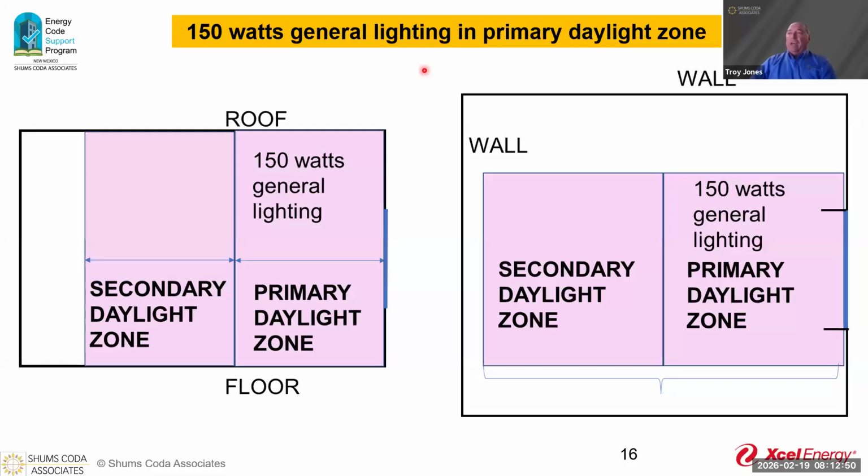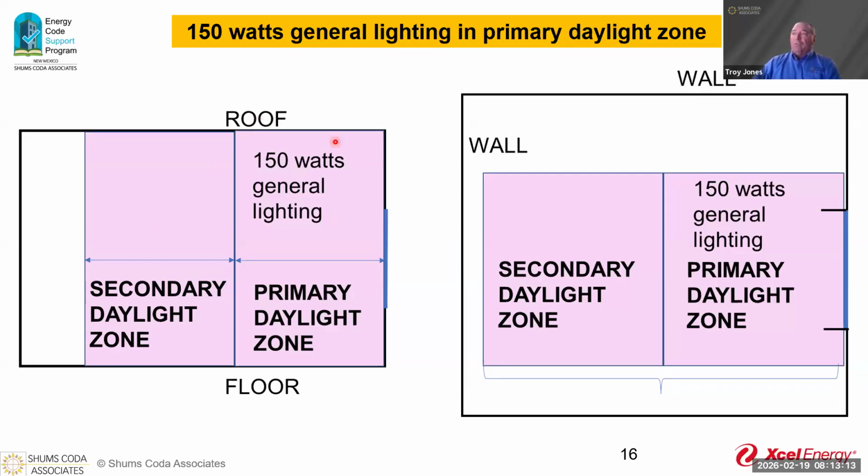So here we can see what we have happening. We have our floor plan here. We have a window right here. We have 150 watts of general lighting going on in the primary zone. Once we have that, then we have to have the daylight responsive controls installed. And then we have our secondary zone.